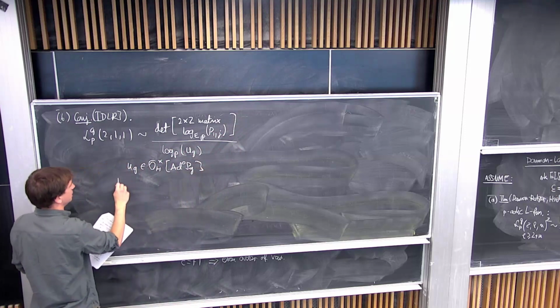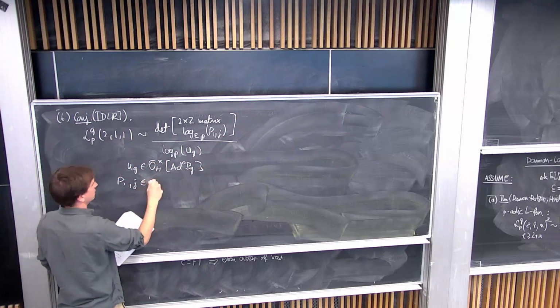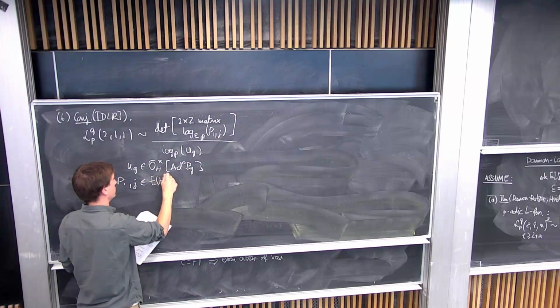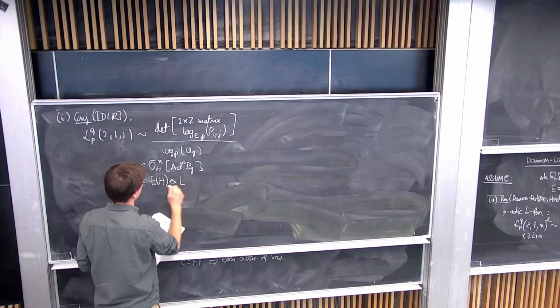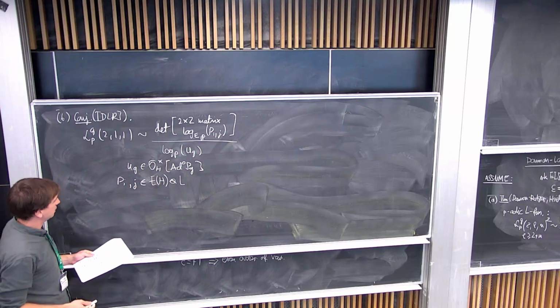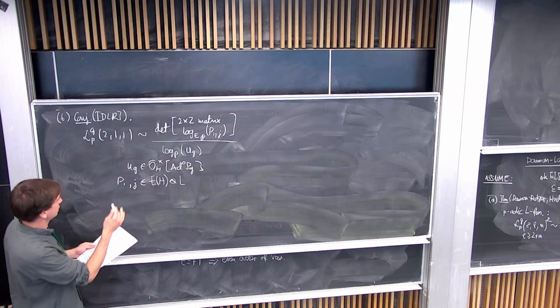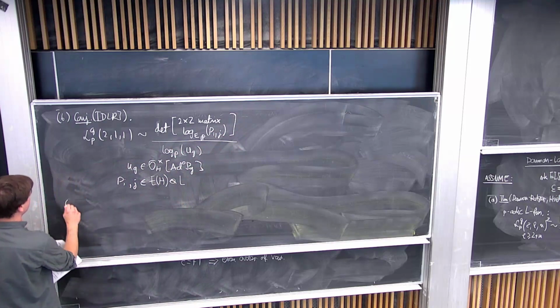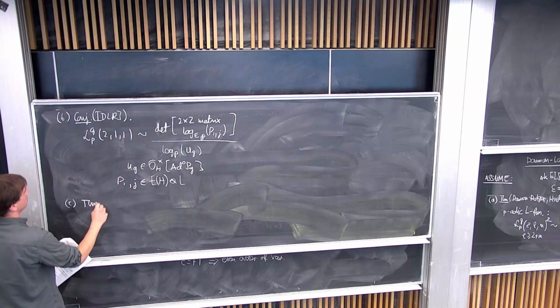And these P_ij are in the Mordell-Weil group tensor L, again in the correct isotypic component. So this is their conjecture that this is related to that. And then they proved it. So again, DLR.